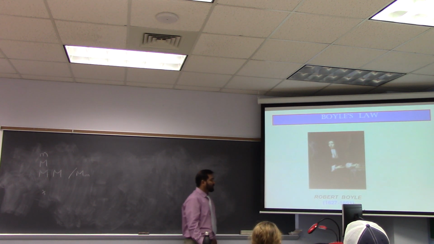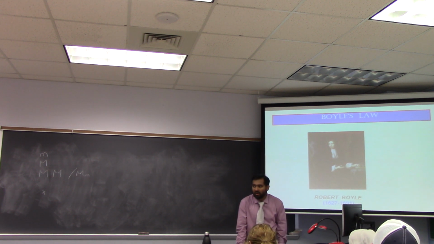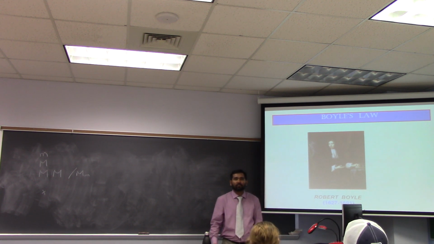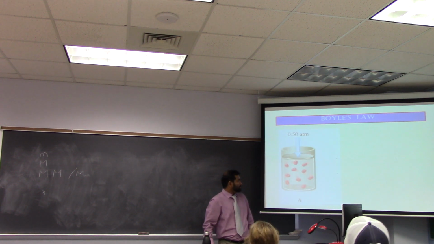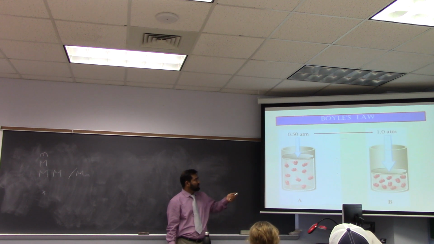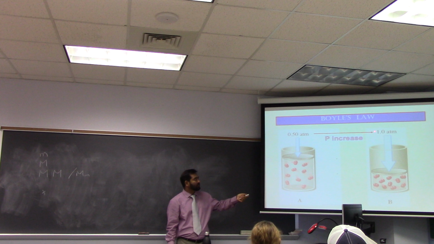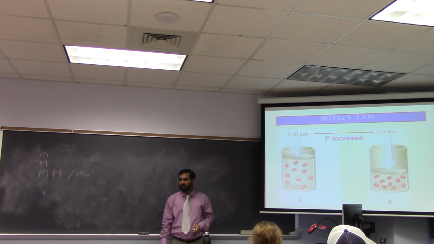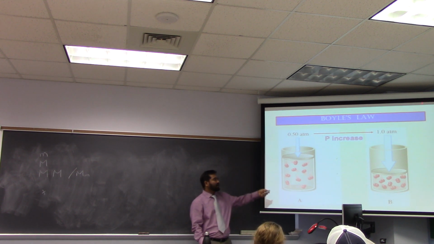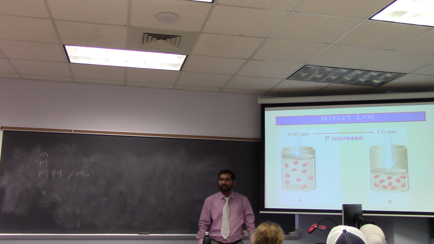So the first formula, the first theory we'll be learning in this chapter, is Robert Boyle's law. Boyle's law is here. If you decrease the volume, you increase the pressure. So if one increases, the other one must decrease. What is that called? It's called inversely proportional to each other.